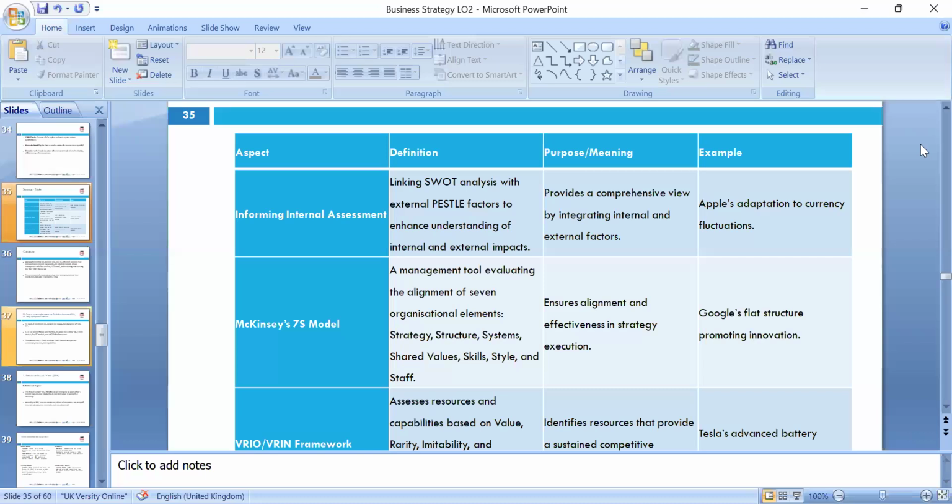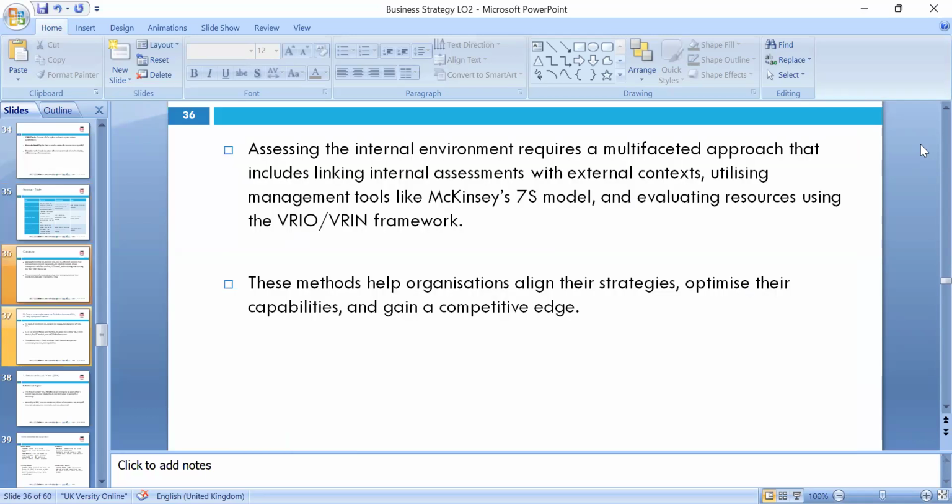So to inform the internal assessment, there is the McKinsey 7S approach. With 7S we can focus, and with VRIO: value, rarity, imitability, and organization, and non-substitutability if we are using VRIN. Tesla's advanced batteries, Google's flat structure, and Apple's operational efficiency. These are the models which we can use. If any question, you are welcome to ask.